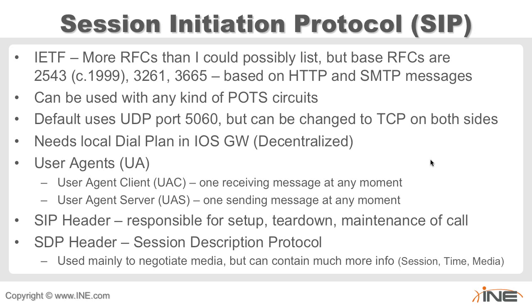But the nice thing, just like H323, it can be used with any kind of POTS circuit. The default uses UDP port 5060, actually for source and destination, but it can be changed to TCP on both sides for connection-oriented and more reliable transport. It needs a local dial plan in IOS, so it is still a decentralized dial plan. And it deals with something called user agents, a user agent client and a user agent server, so UAC and UAS. The UAS is the one sending a message at any moment, or that originally started the message.